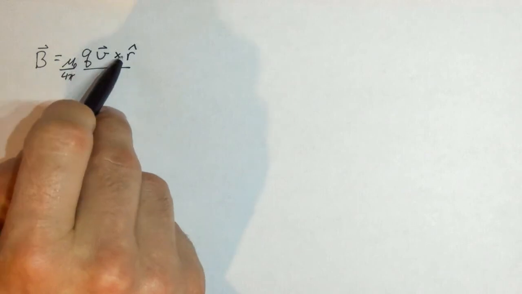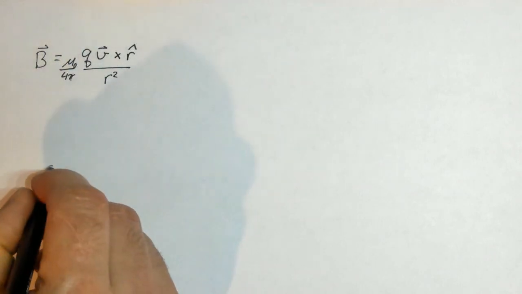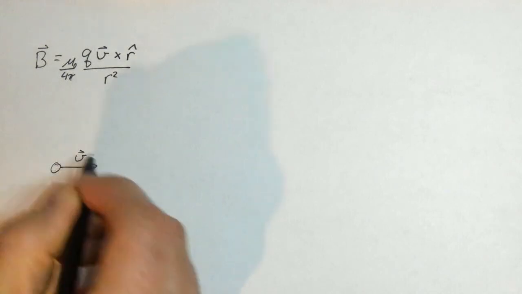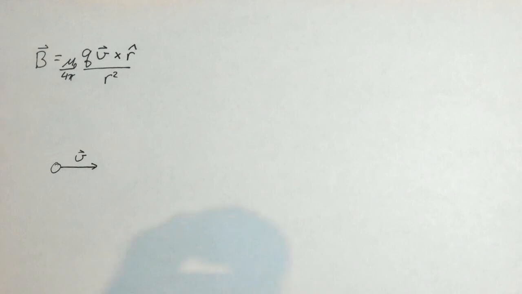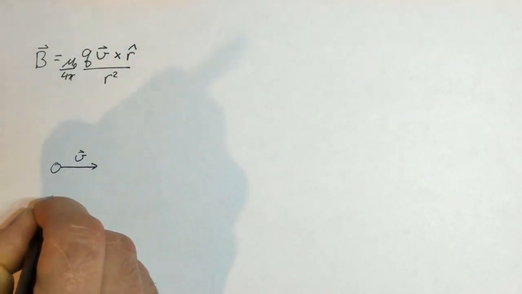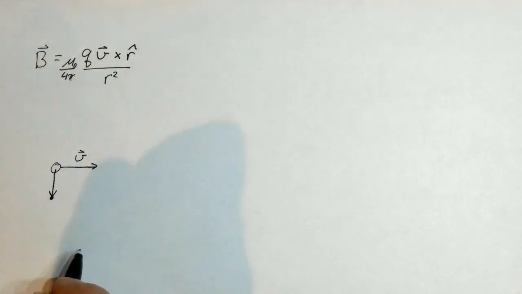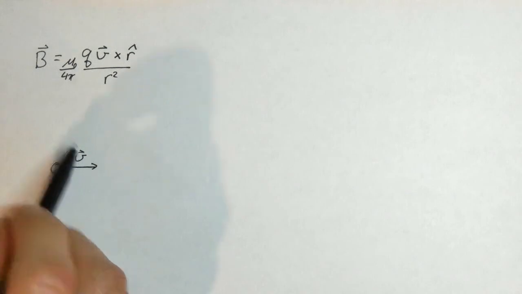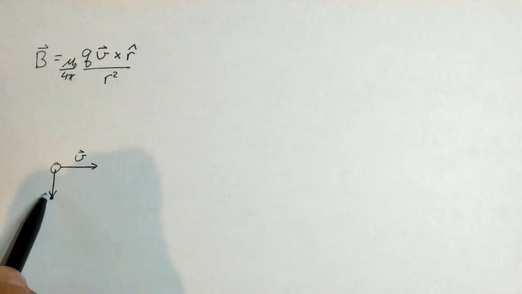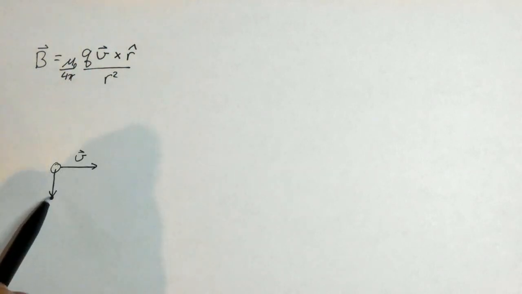Now, this v cross r hat is the most complicated part. Suppose a particle, here's a particle, and it's moving with this velocity. What the r hat means is if I'm going to measure the field right here, r hat points in this direction. The distance is here. If that's 1 meter, then this is 1 meter squared. But r hat is just the direction. This just means down.